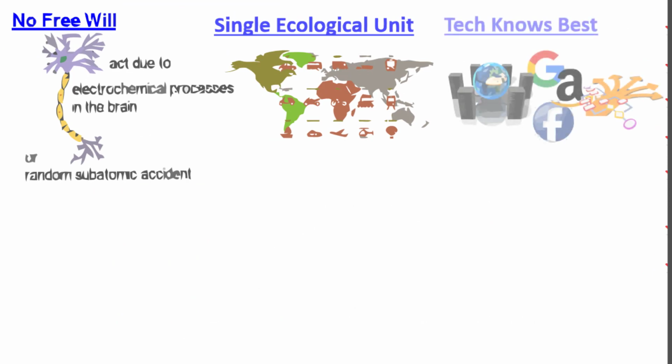Then he talks about the fact that tech knows best. Technology can make better decisions for most of us. Think of GPS systems. We are continuing to depend on technology for decisions that we use on an everyday basis in our life.